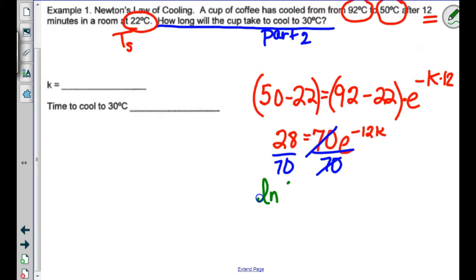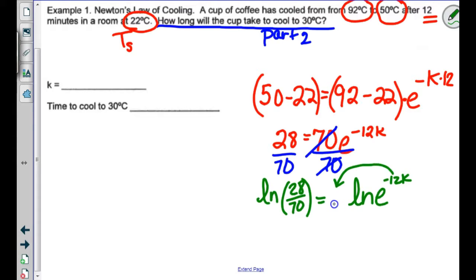So we're going to do the natural log of 28 over 70 equals the natural log of e to the negative 12k, but what are we going to do with that negative 12k? Can move it out in front here. And once we do that, what's the natural log of e? It is 1. Make sure that k is showing up there.